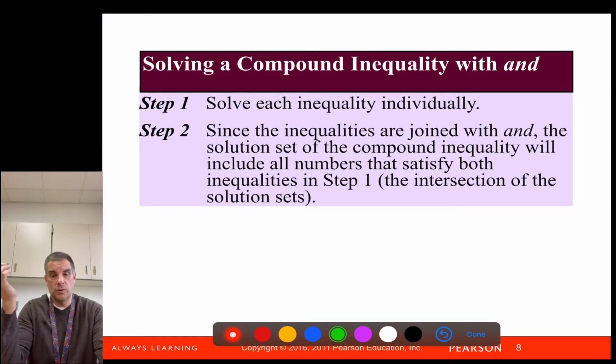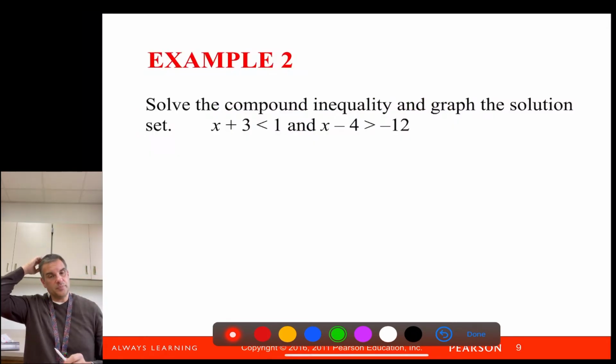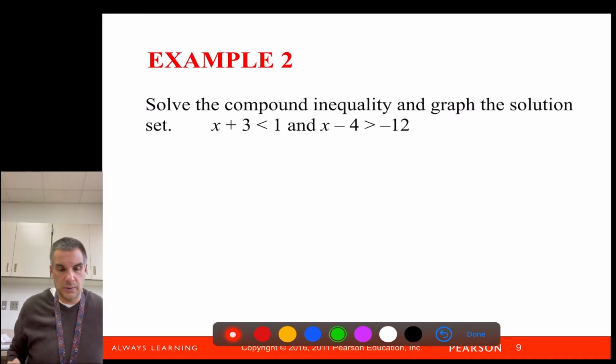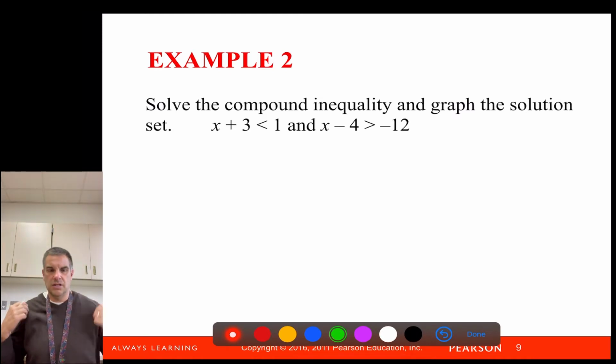Since they're worded with the word and, the solutions of the compound inequality are going to satisfy both of them. And then we're going to graph them, and we're going to look at sets and interval notation and all of those different types of things. So let's take a look at an example. We're going to solve the inequality, and we're going to graph the solution. Now I'm just going to do this, and then we'll go quickly through theirs. Their explanation is way too long.